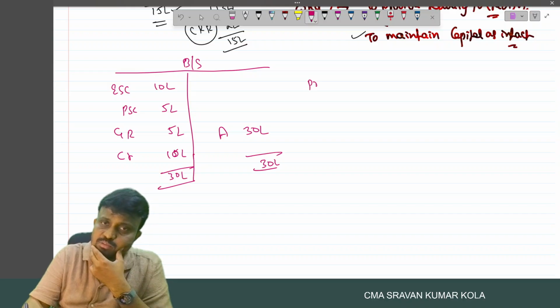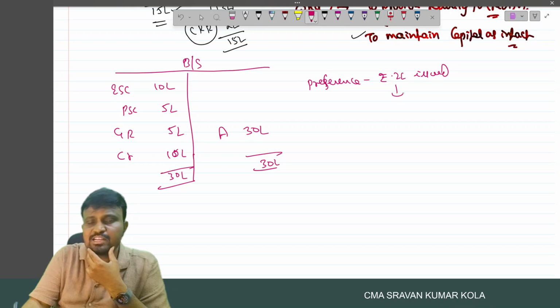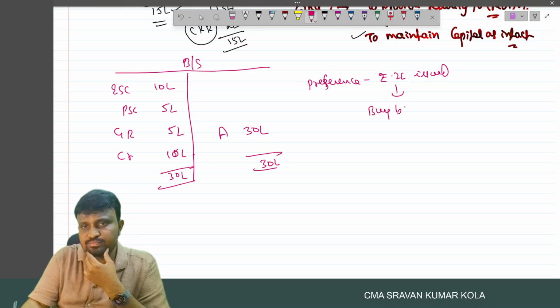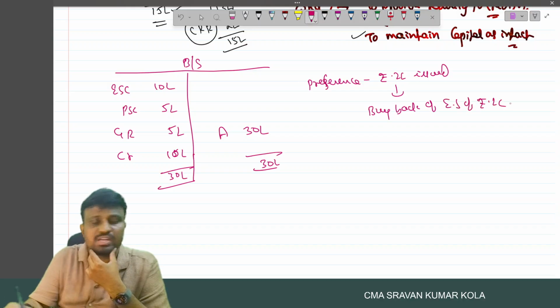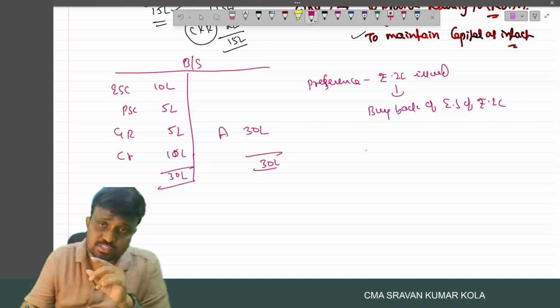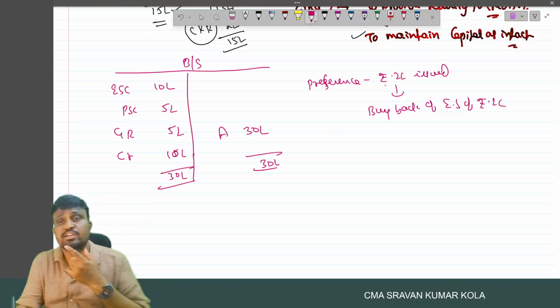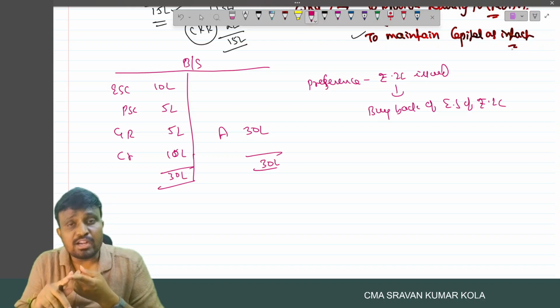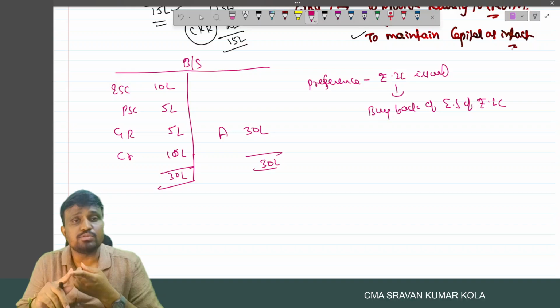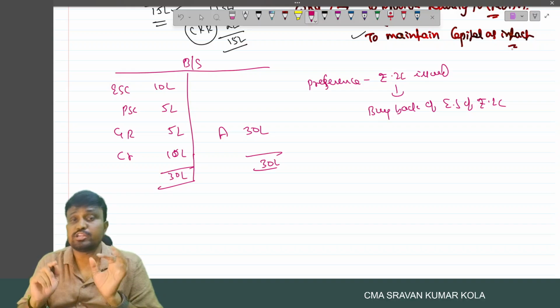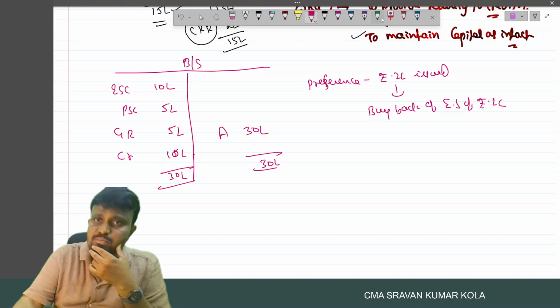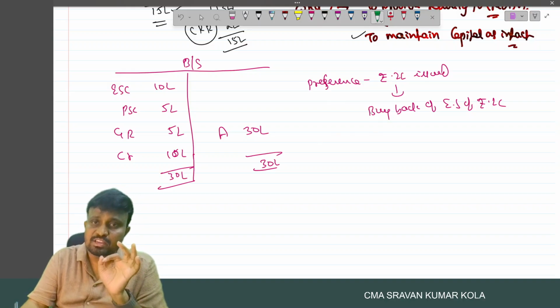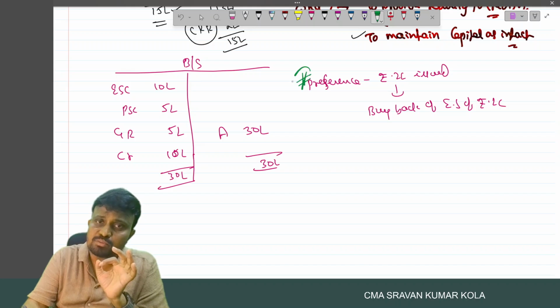So, for example, preference shares of rupees 2 lakh are issued, and that amount is used for buyback of equity shares of rupees 2 lakh. Then what happened? First, the first reason I told you, to maintain security to the creditor, to provide security to the creditor. So for example, if the buyback is made, first we have to issue the preference share.